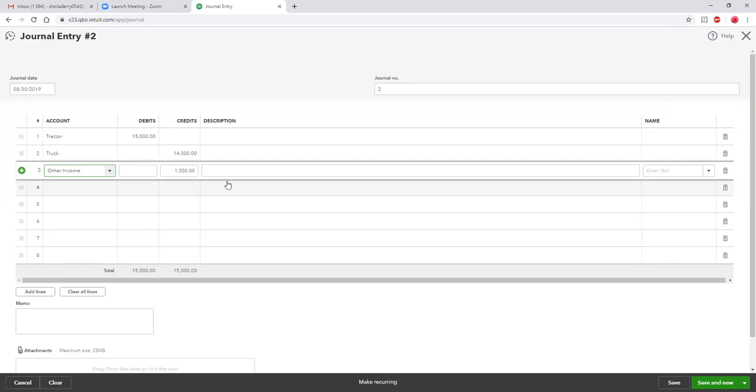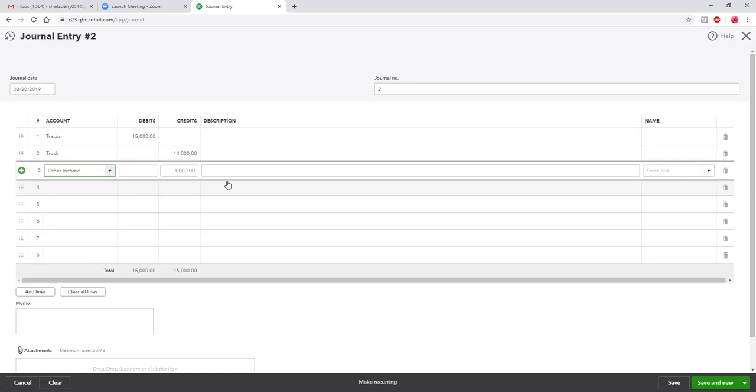It's a journal entry. So what it's showing is you have a tractor for $15,000 and a truck for $14,000. Actually, tell you what, Sheila, you explain. This is better. Well, you've got a tractor that you're exchanging for a truck. So you're debiting the tractor $15,000 and you're crediting the truck $14,000, because that's what the value of the truck is. So in order to balance the entry, you need to add $1,000 worth of income to show the difference.